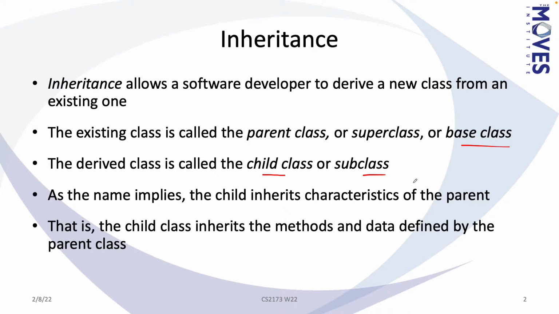So the idea is that the child, and this is asexual reproduction, the child inherits all the characteristics of the parent. So it has all the methods, all the instance variables, and everything in it. Now, when you get to visibility, it can be a little confusing.